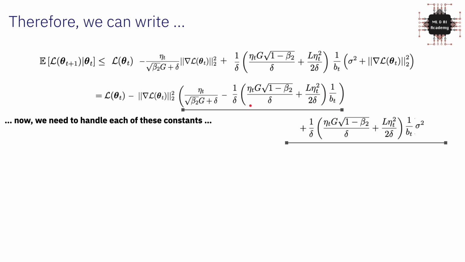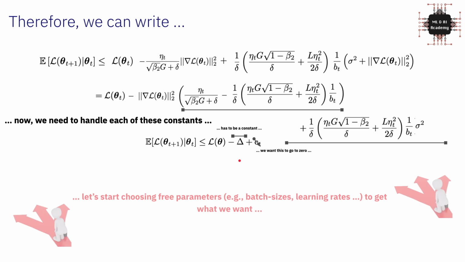Now what we're going to do is start choosing these constants in order to allow this to go to 0 and this to be a positive times the norm of the gradient. Because with that, we will get an equation that looks like this, where this will be a positive constant, and that's what we wanted before, as you remember, and the constant c t, which we wanted to go to 0. If that happens, the function is lower bounded, we have convergence. Great. So let's start choosing these three parameters, batch sizes, learning rates, and so on, to get what we want.